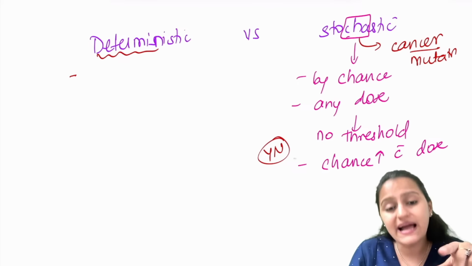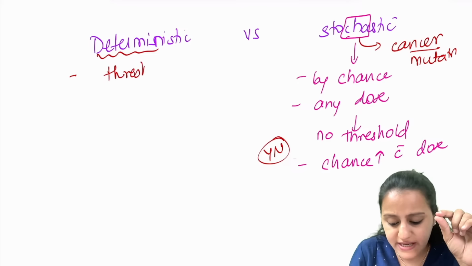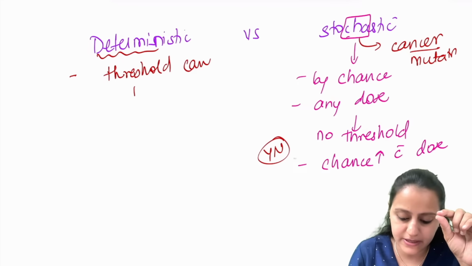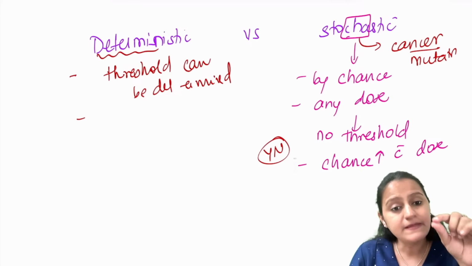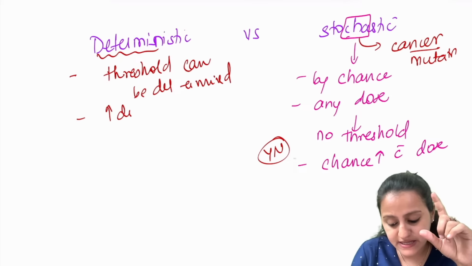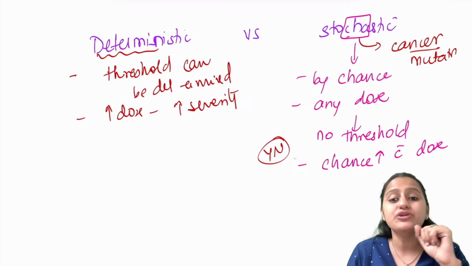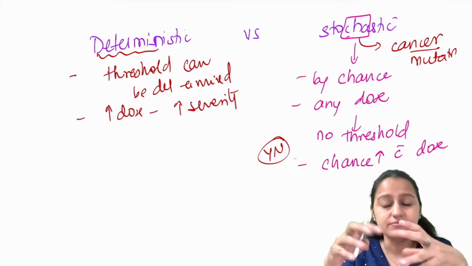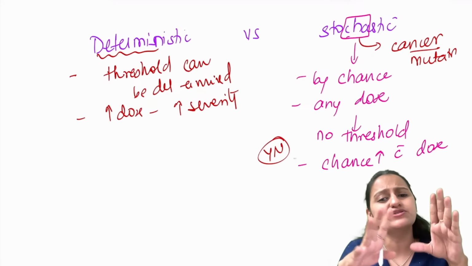Deterministic, on the other hand, means that you can determine. What can you determine? Threshold can be determined. Remember, deterministic means threshold can be determined. As the dose increases, the severity of the effect increases. So radiation induced bone marrow suppression, alopecia, cataract, skin erythema, everything else falls into deterministic.